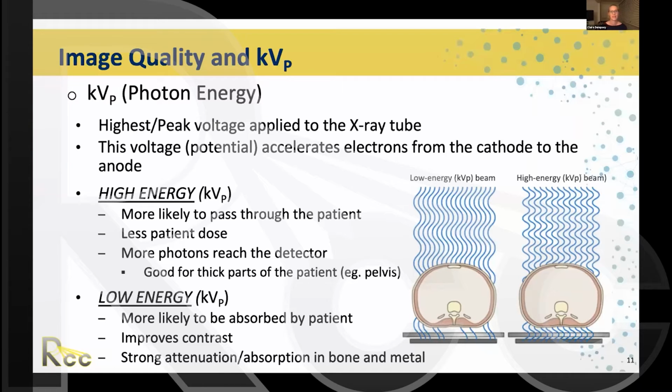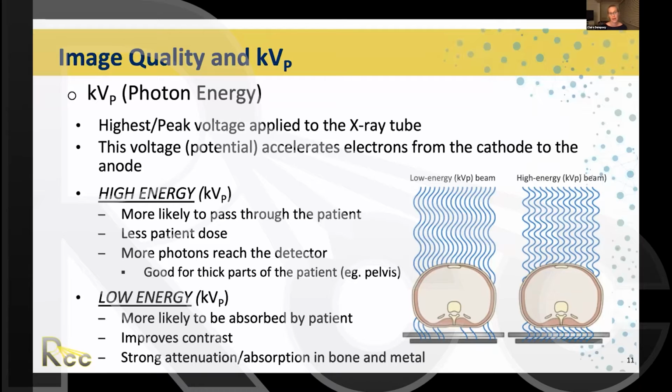The voltage that's applied to the X-ray tube is what accelerates the electrons from the cathode to the anode, and then they hit the target and generate the photons. So the highest voltage applied really then relates to the highest energy of photon that can be generated out of the unit at that point.